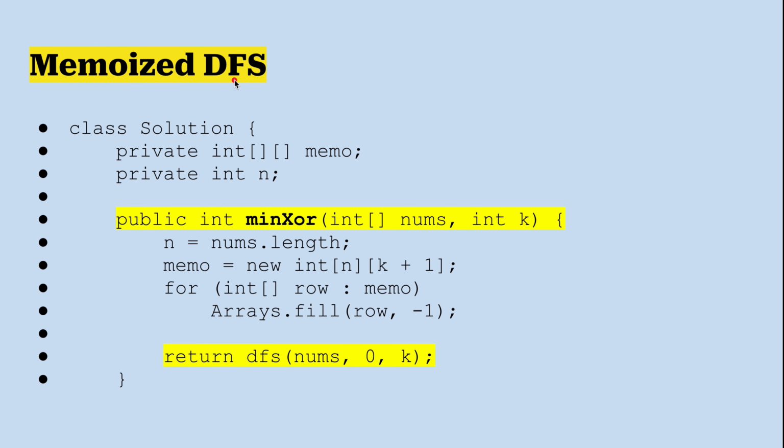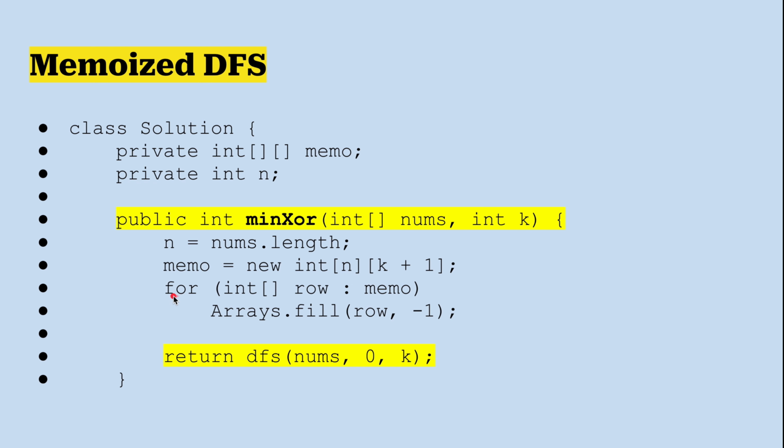So for the memoization DFS, let's suppose this is our solution class. We'll define the memo table, the memoization table, and n that we will initialize here. So n is equal to nums.length, and then similarly we'll initialize the memo table. This will store the calculated subarrays, so we'll have n by k plus 1 to store all the values here.